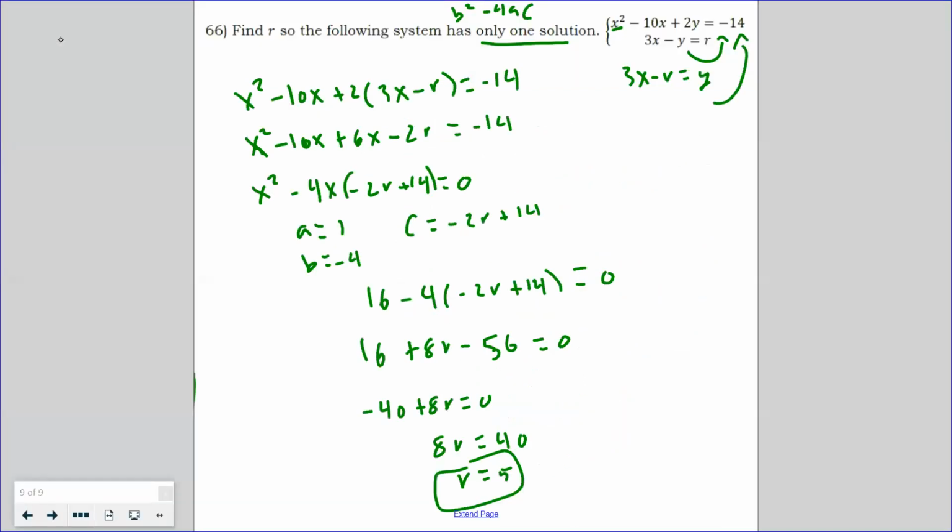So that's kind of how you do it. r is supposed to be a real term, so you plug the other equation into the first one, get your one equation, and then from there figure out what you're looking for. I want to know when my discriminant will equal 0, because that gives you one solution. You solve that out and you get r equals 5.